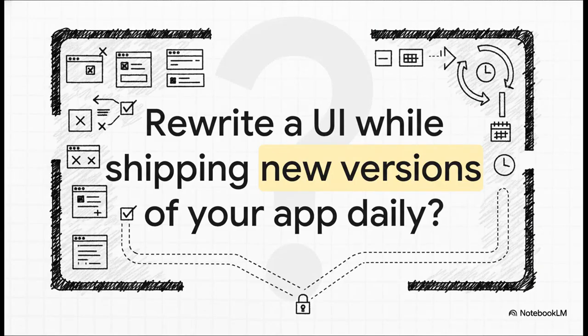So, to make this a little more concrete, let's imagine a scenario. Your team has been tasked with completely rewriting the user interface for an application that's already live. Now, this is a massive undertaking, but here's the catch. You still have to ship new versions with updates and bug fixes every single day. So, how on earth do you pull that off? How do you make such a huge change without ever breaking the product for your users? Well, that's the puzzle we're going to solve today.